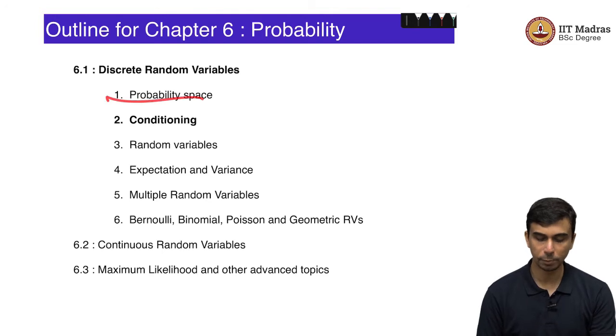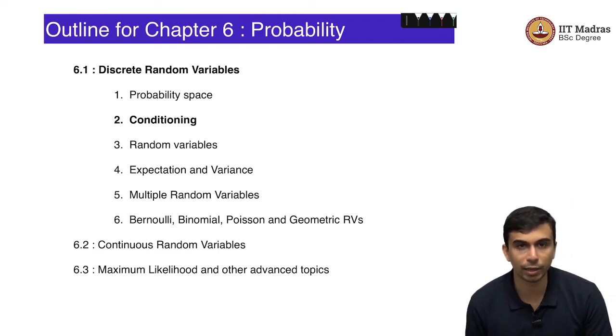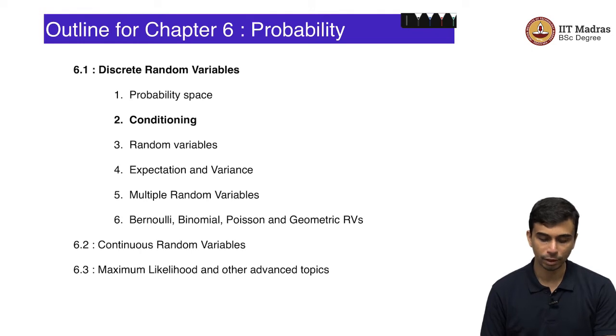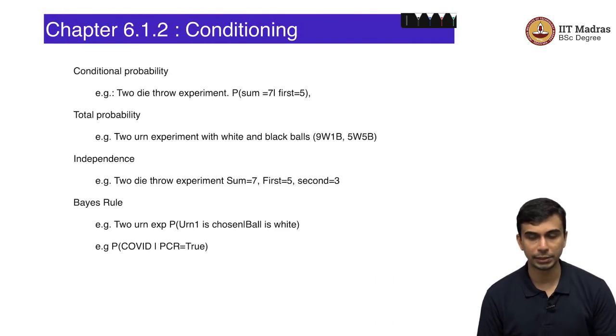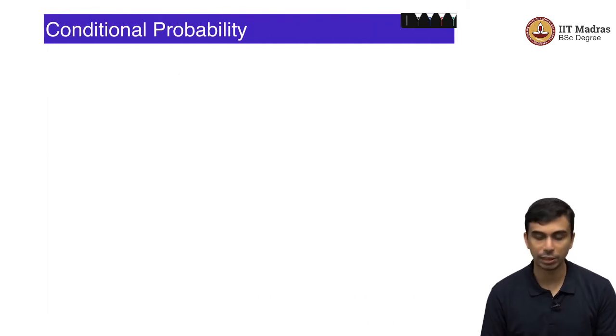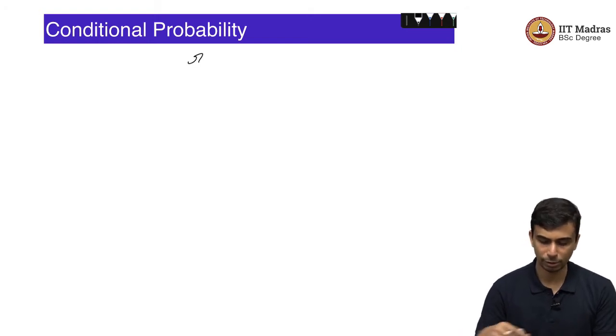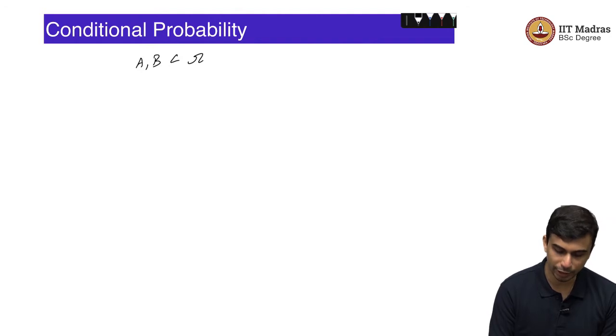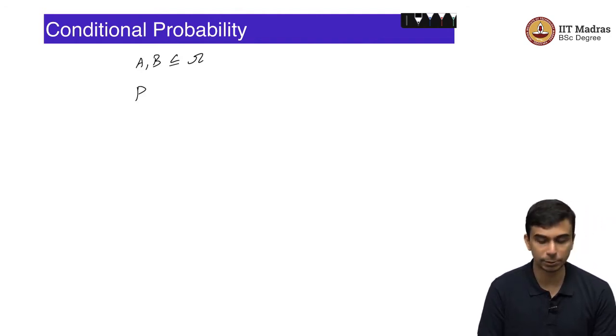Now that we have the basic tools of probability, namely the probability space, which consists of the sample space omega, the sigma algebra F and the probability measure P, we move on to the next basic element, which is conditioning. Now we'll assume that we are in a sample space omega and we have two events A, B. Let's say A and B are subsets of omega.